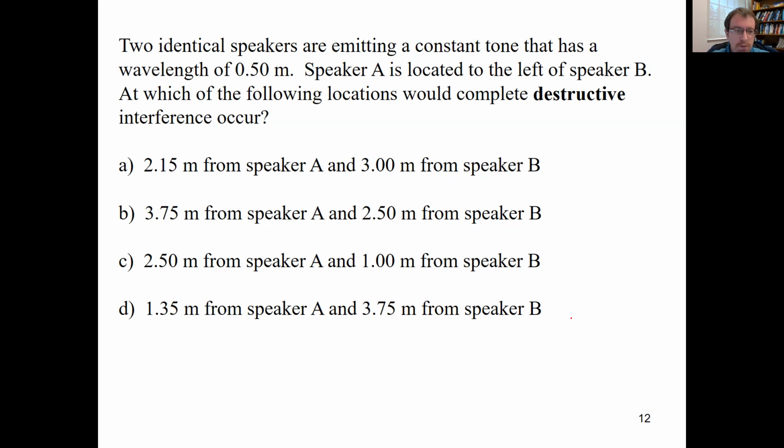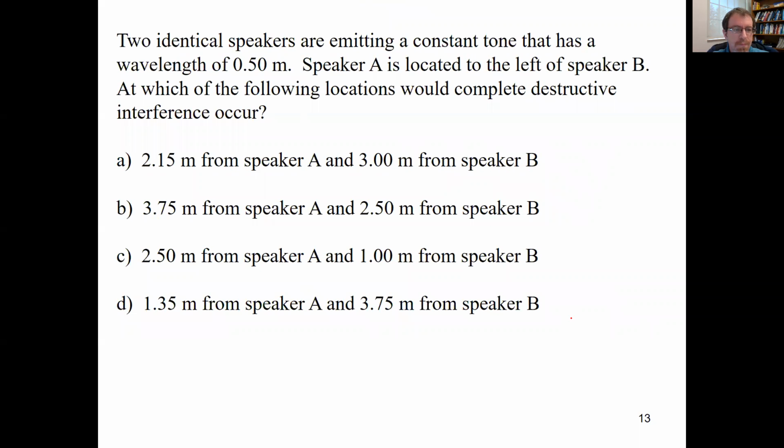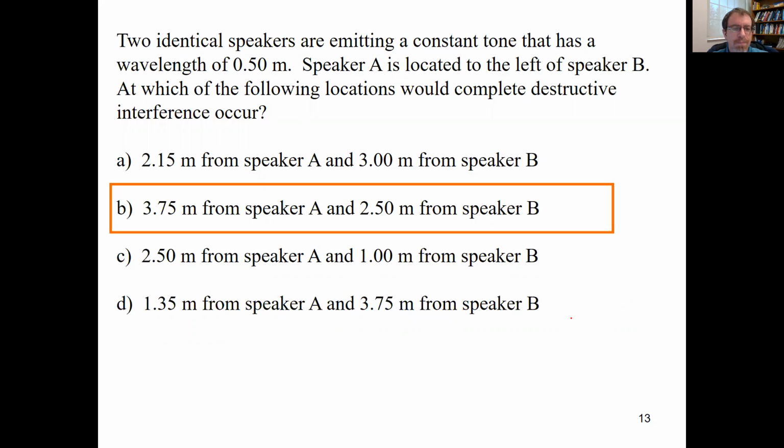All right, let's see what the right answer is. There we go. It's actually choice B. So let's see if we can identify why that is. First off, we're given the wavelength. We're told that lambda is equal to 0.5 meters. And we're given these four different options.